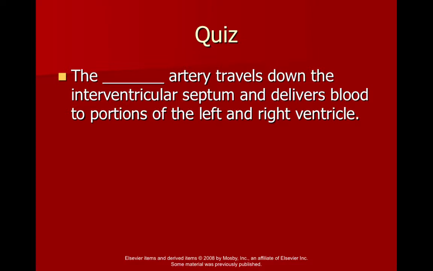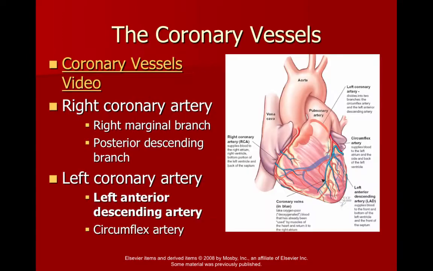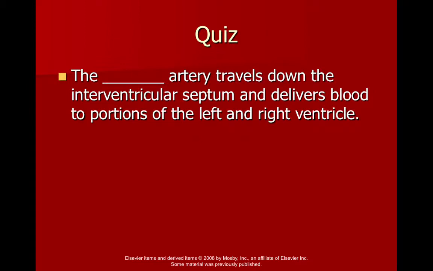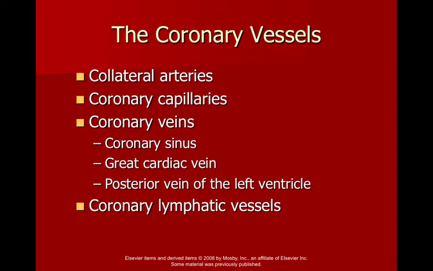So the blank artery travels down the interventricular septum and delivers blood to portions of the left and right ventricle. Okay, so the answer is the left anterior descending artery. Okay, and you can see just the left anterior descending artery here coming down and across. Okay, left coronary artery. Okay, pulmonary artery. So we've got a lot going on here, and as you can see, it's a very intricate network. So make sure you understand that.